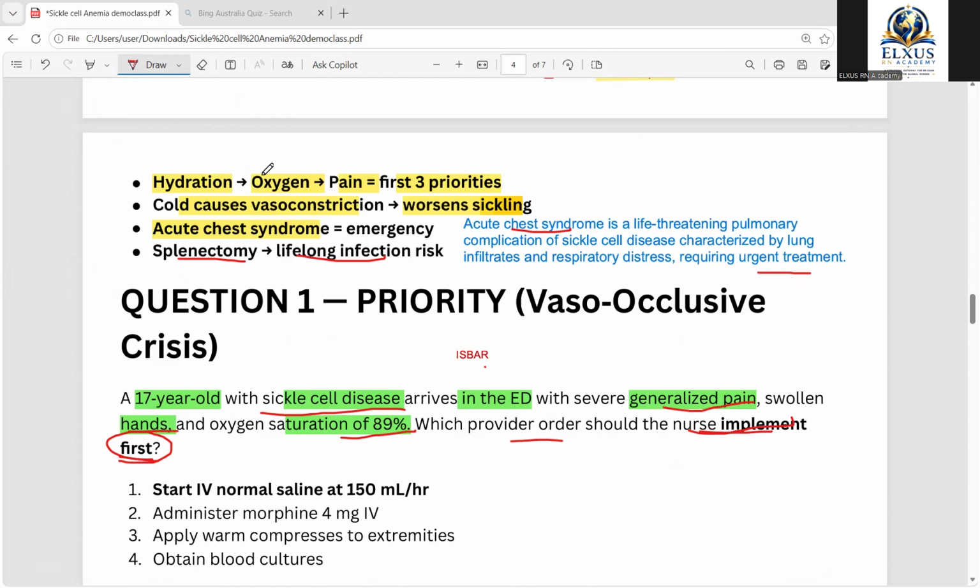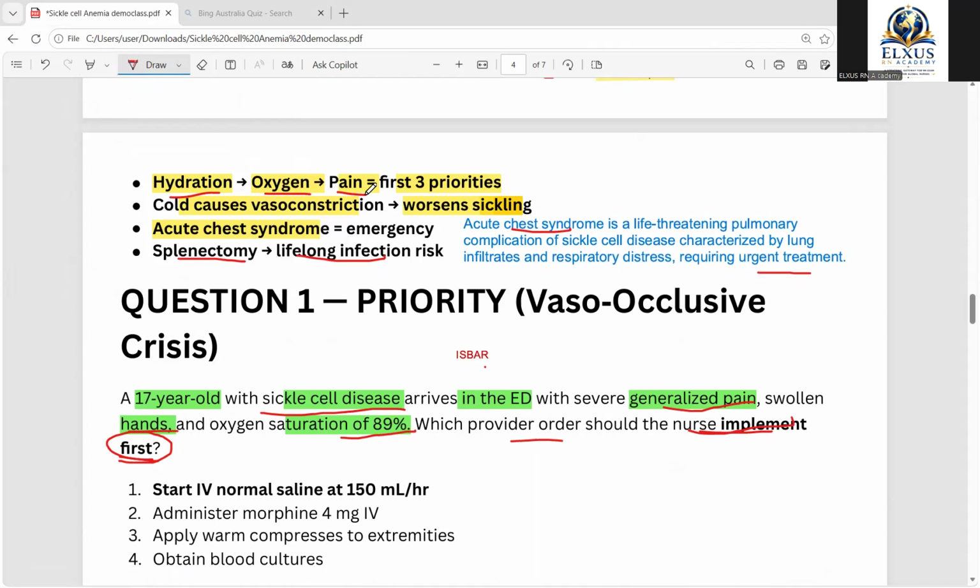order of the management of the sickle cell anemia, the sickle cell crisis: hydration, oxygen, and administration of the opioid analgesic. These are the main three priorities for the sickle cell anemia. So we already got the patient has sickle cell anemia and the patient is complaining with generalized pain, hands are swollen, and saturation is 89%. That means client needs oxygen, client needs analgesics.